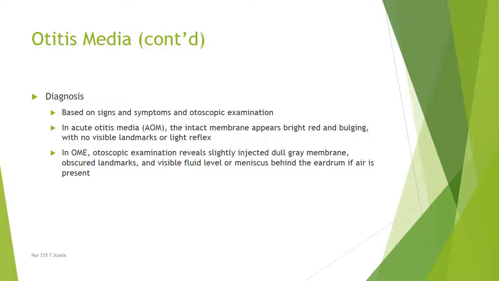Diagnosis is based on signs and symptoms and otoscopic examination. In acute otitis media, the intact membrane appears bright red and bulging with no visible landmarks or light reflex when you do the otoscopic examination. And in otitis media with effusion, the otoscopic examination reveals a slightly injected dull gray membrane with obscured landmarks and a visible fluid level or meniscus behind the eardrum if air is present.